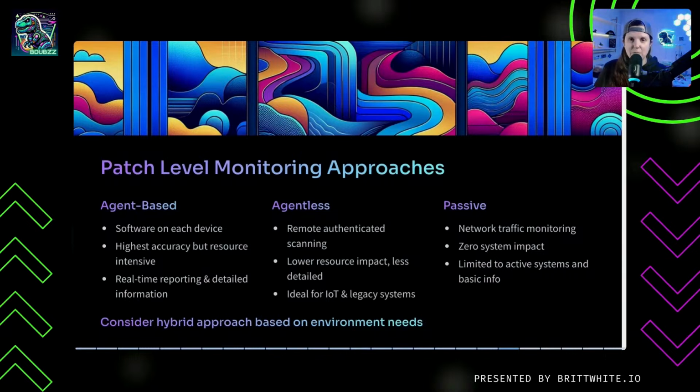Finally, there's passive monitoring. Picture security cameras watching network traffic to identify software versions. While it has zero impact on your systems, there's a catch. You can only see your active systems, and the information gathered is fairly basic. This approach should be supplementary to your other monitoring methods.